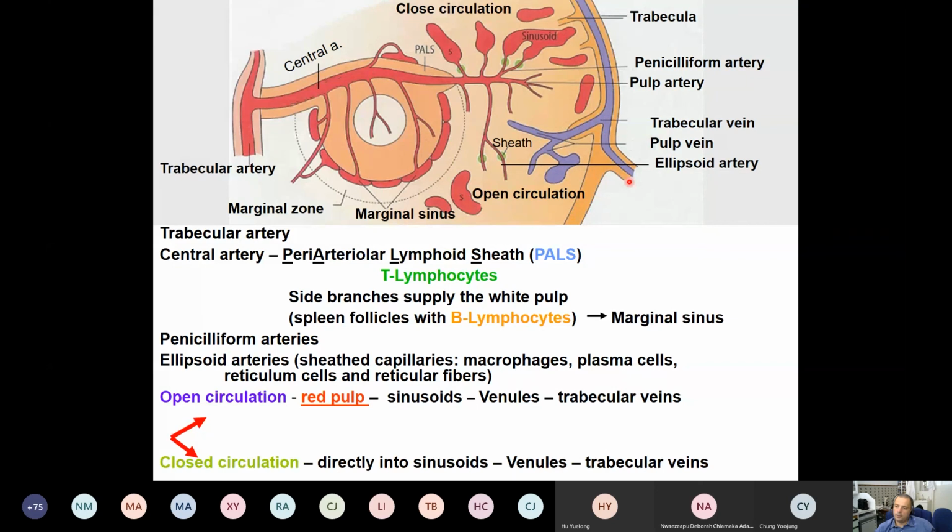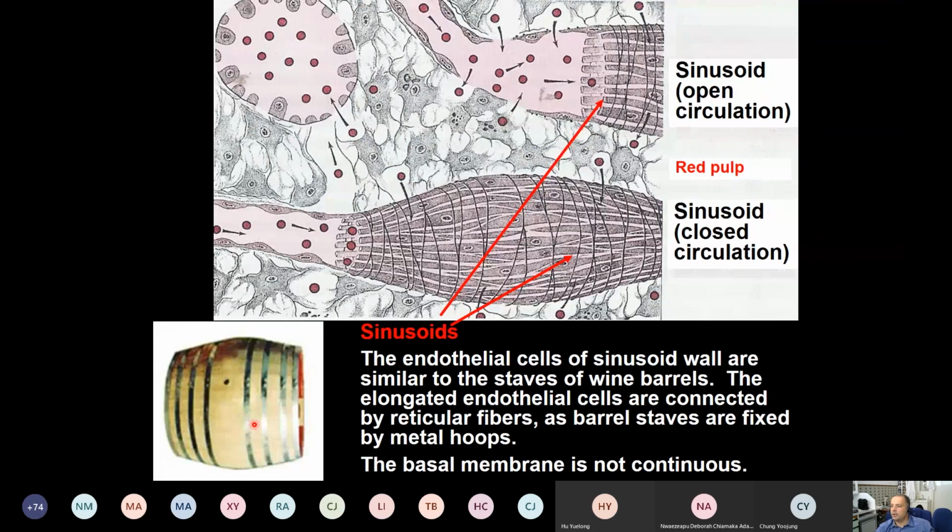Option two is that you have some sheathed capillaries which are already directly continuous with sinusoids, and in that case, we talk about a closed circulation, and the way directly to the sinusoids goes through the venules into the trabecular veins. So in humans, both the open and the closed circulation exist in parallel.